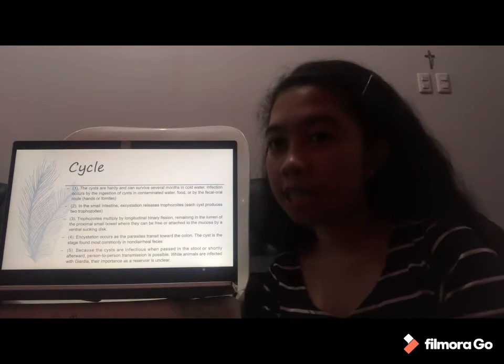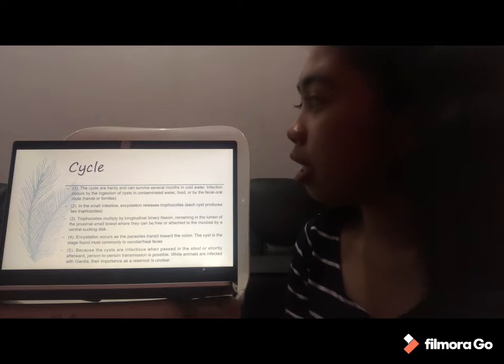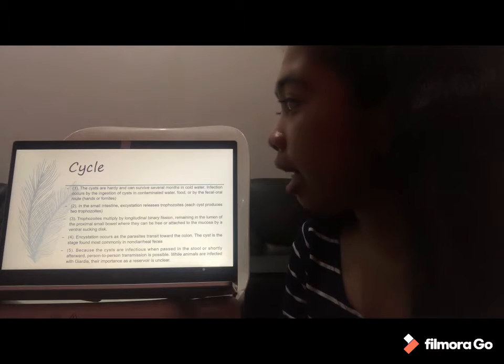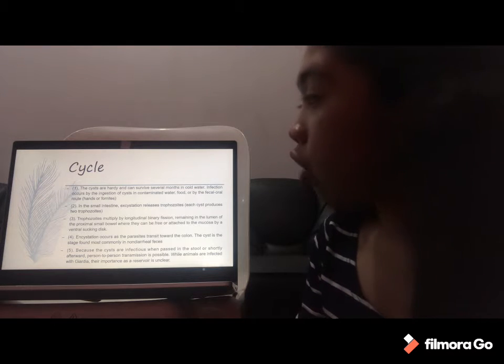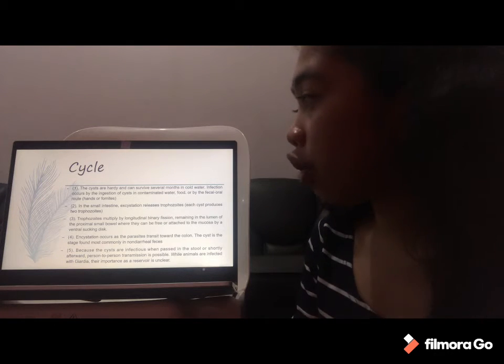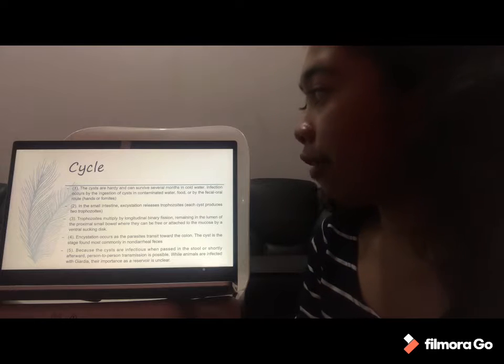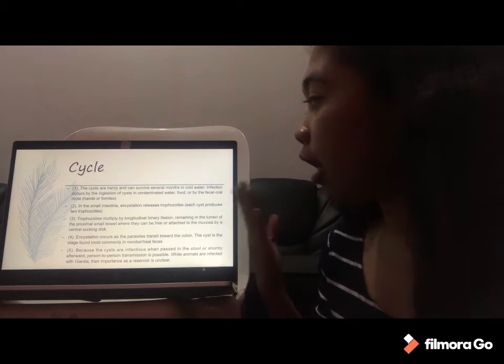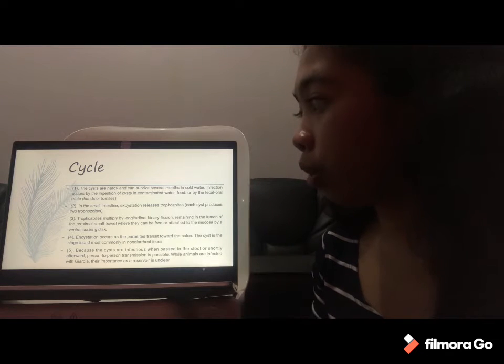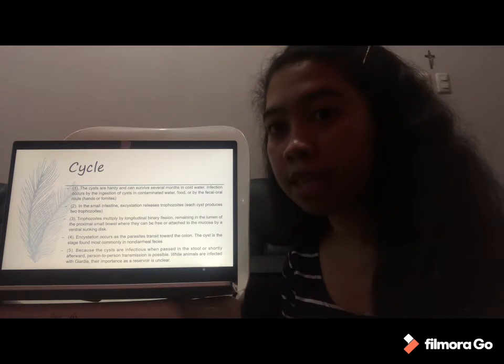So next is the life cycle. First, the cysts are hardy and can survive for several months in cold water. Infections occur by ingestion of the cysts in contaminated water and food by the fecal-oral route, which is through the hands or fomites.